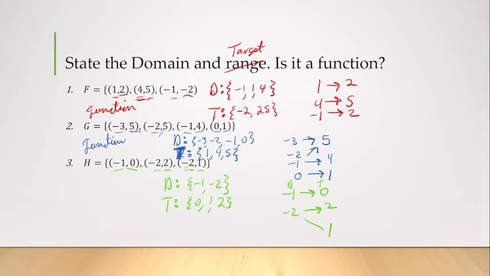Notice that my domain's on the left and my target's on the right, just as a thought. So this is an example of something that would not function. If I push -2, what do I get? Do I get a 2 or a 1? I don't know. So this is not a function.